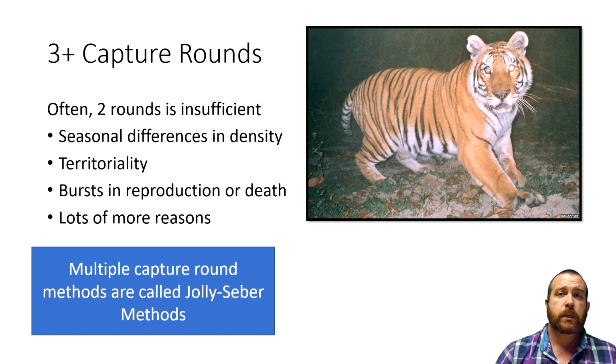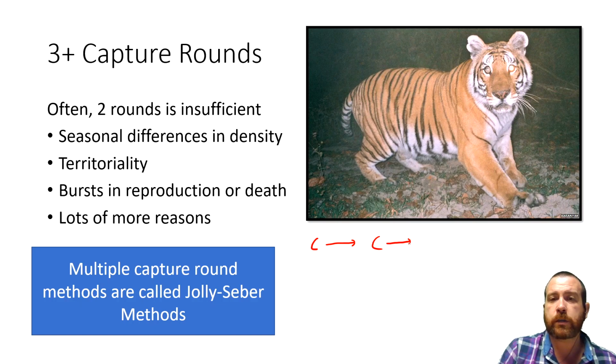Another way to do this is a method that I happen to subscribe to. I've done a fair amount of Jolly-Sieber models. It's something called Jolly-Sieber. And Jolly-Sieber is just, again, the 2 people that came up with the math to do it. And this is now no longer catching individuals in one capture event, waiting a little bit of time, and then having another capture event. In Jolly-Sieber models, you're actually going out and capturing multiple times.